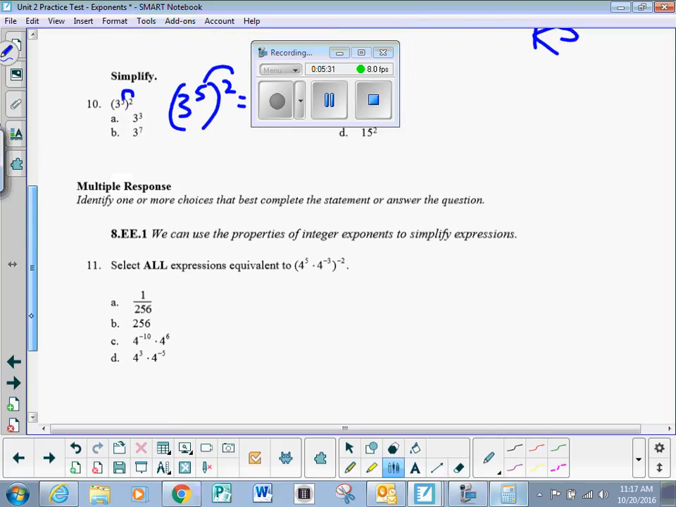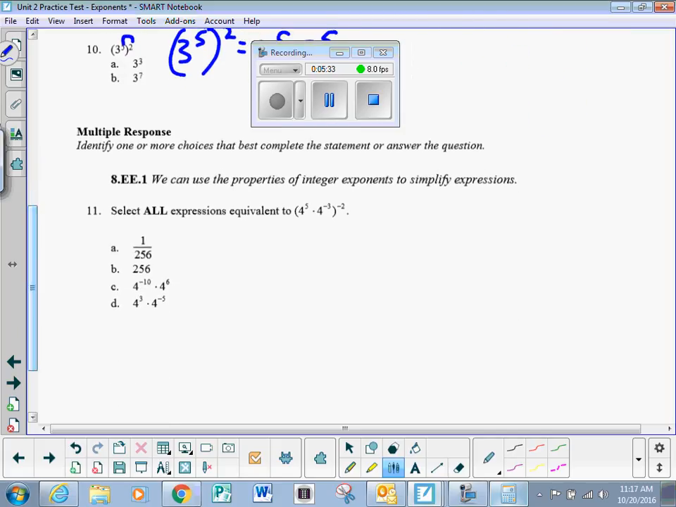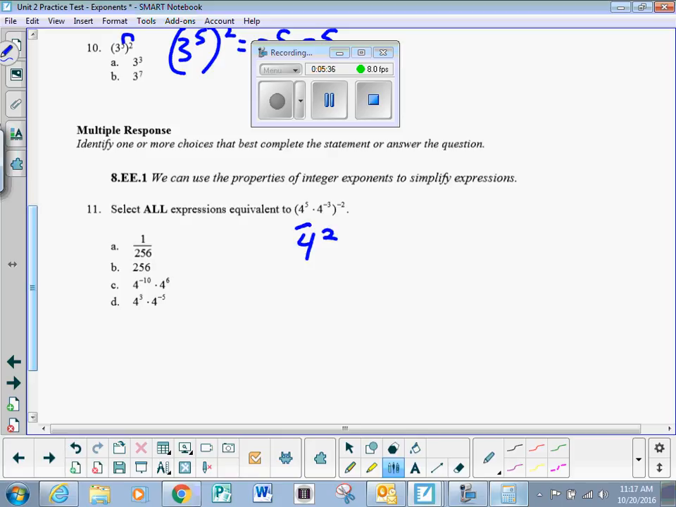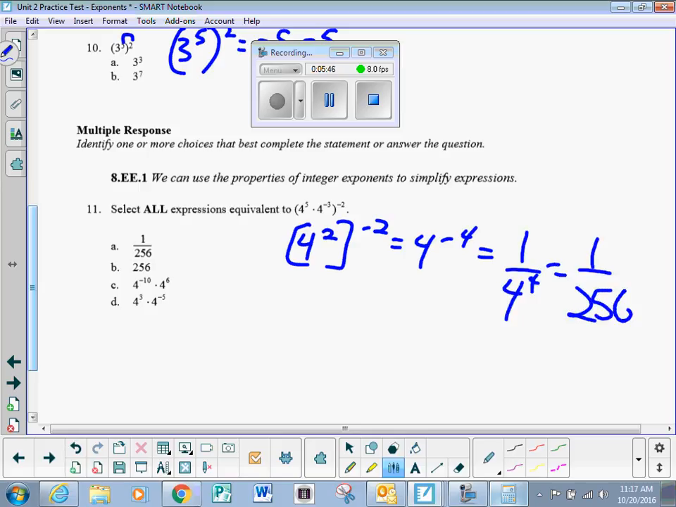Number 11, what does this simplify to be? Inside parentheses, we get 4 squared to the negative 2, which is 4 to the negative 4, which is 1 over 4 to the 4th, which is 1 over 256. What are all the equivalent expressions over here to that? A and C. Because negative 10 plus 6 would be negative 4, and this is that quantity as well. So it would be A and C. So whenever it says select all that apply, make sure you look at all the options.